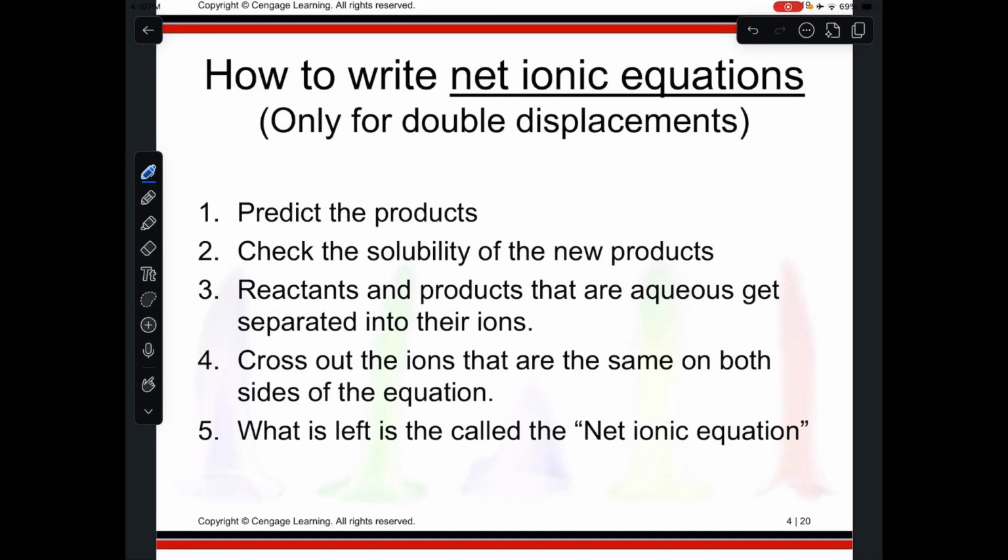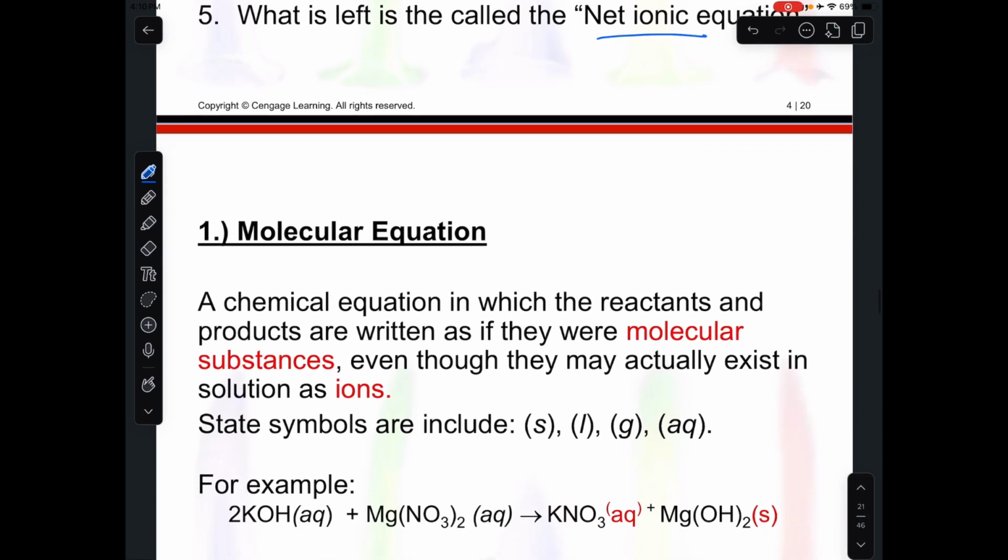Net ionic equations. We only write net ionic equations for double displacement reactions, and to be able to do these, we first have to predict our products, and then we have to use a solubility chart to determine the product solubility, either solid or aqueous. We're going to then separate any of the aqueous ones into their ions. We cross out ions that are the same on both sides, and whatever we have left is called our net ionic equation. So let me demonstrate that for you.